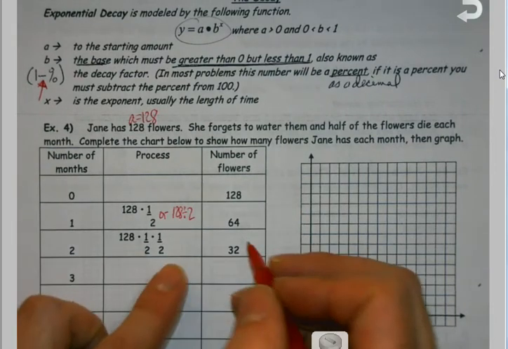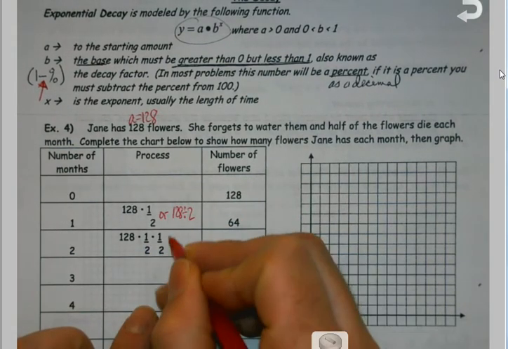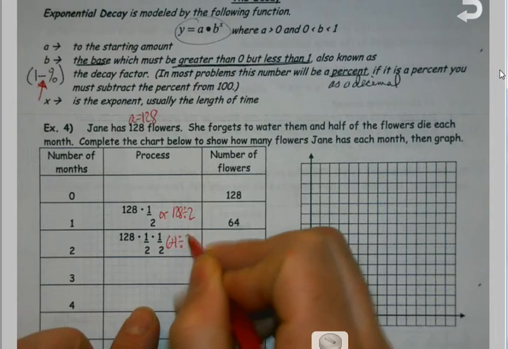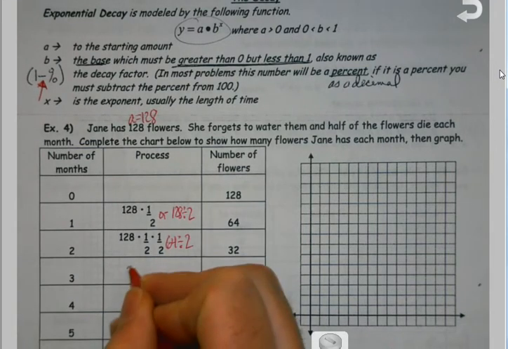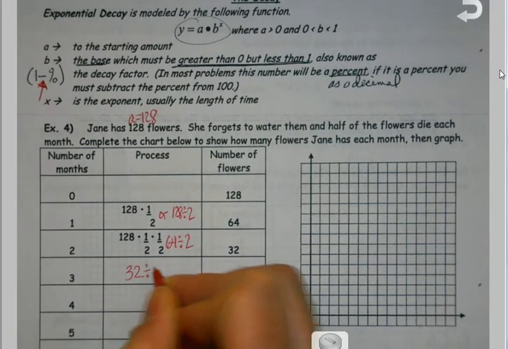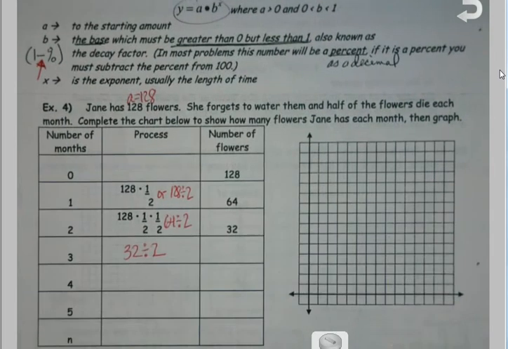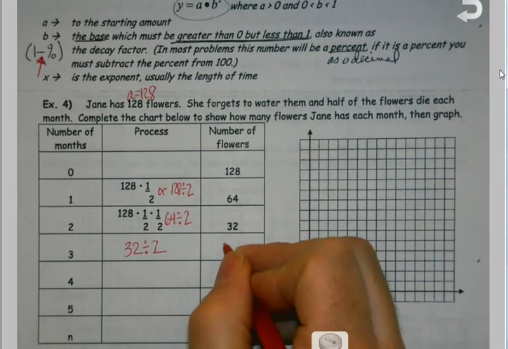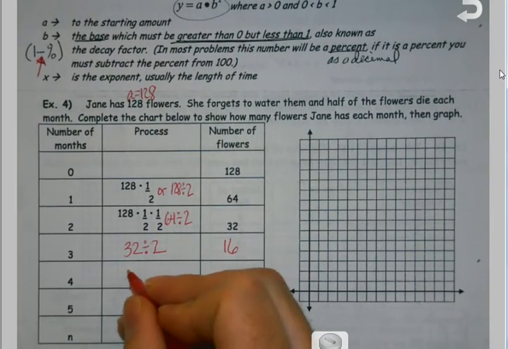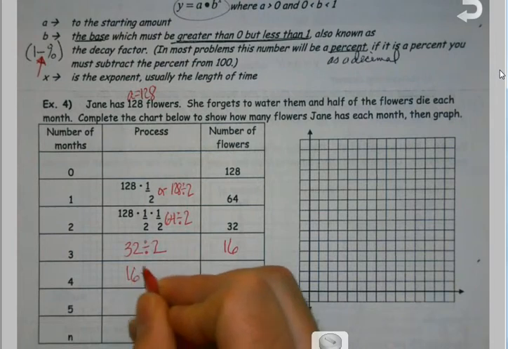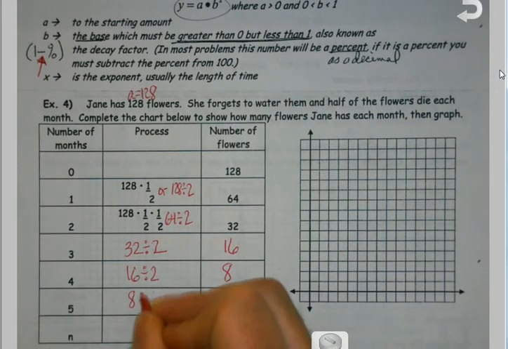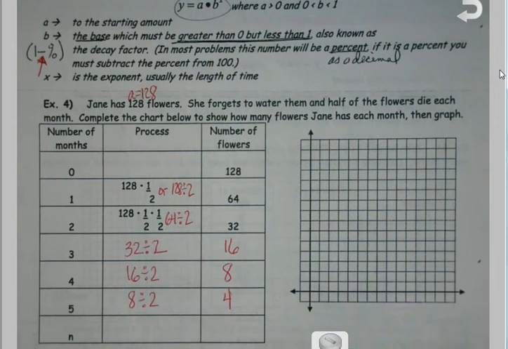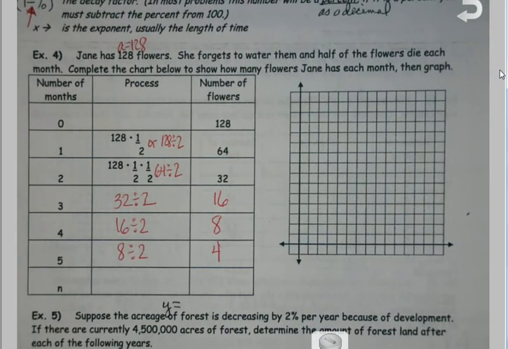So like when I got here, I don't have to multiply it that way. I can just take my prior month and divide by 2, because 64 divided by 2 is 32. Oh my gosh. So for each month after, I would keep taking however many flowers I had the previous month and just keep dividing it by 2, because they're decaying. Literally, they're decaying. And they're just going to keep dying off half every month until, well, basically they're all gone.